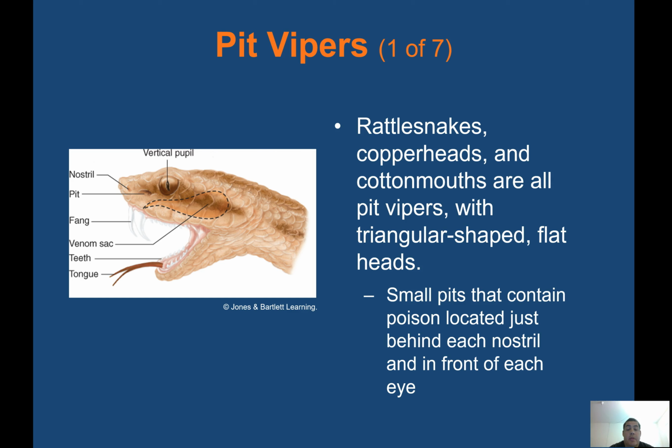So pit vipers. Rattlesnakes, copperheads, and cottonmouths are all pit vipers, with triangular-shaped flat heads. Small pits that contain poison are located just behind each nostril and in front of each eye. So this is your picture of a pit viper and its 2 fangs. Your venom sac is going to be back here.